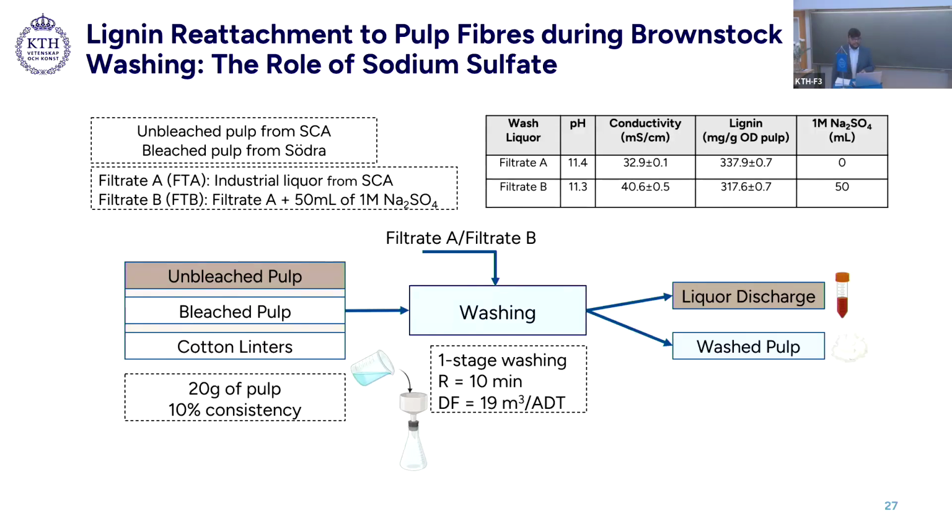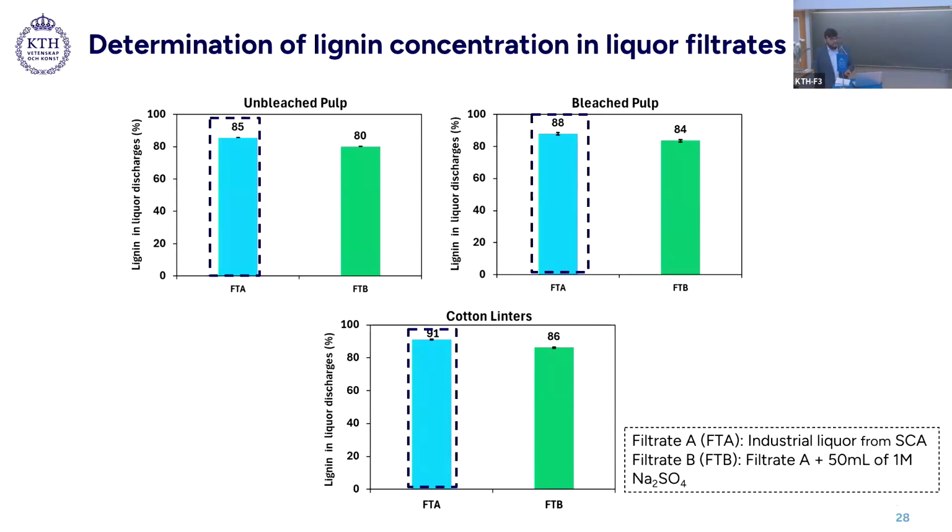Looking into the results, when we determine the lignin concentration in the liquor filtrates, these are three different pulps and their lignin in liquor discharges. When they were washed with filtrate A and filtrate B, we could see more lignin in liquor discharge when washed with filtrate A, and the order was that more lignin was seen in liquor discharge with cotton linters, followed by bleached pulp and then the unbleached pulp.